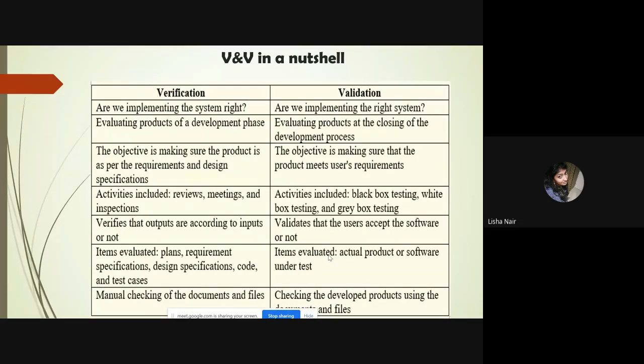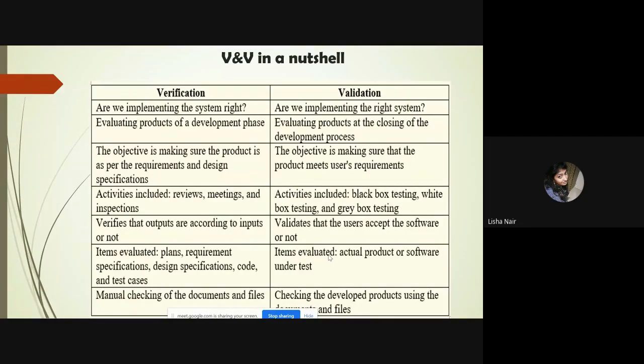In verification, we normally verify whether the outputs are according to the inputs or not. But in validation, the software is accepted only when the user can accept the software, when all this is done. So validation is something called user acceptance. Only when the user is ready to accept it is it called validated software.